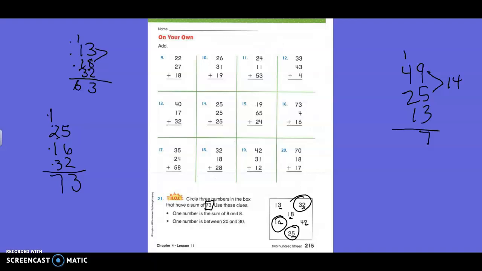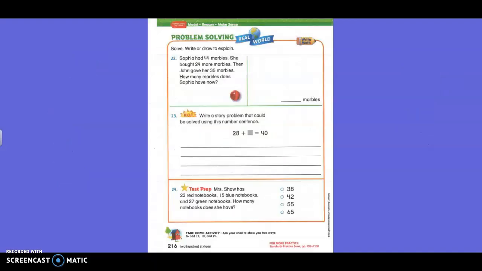Okay, wait. So one of these numbers is the sum. Oh, guess I should have used the clues, huh? One of the numbers is the sum of 8 and 8. 8 plus 8 is 16. One of the numbers is between 20 and 30. Which number was in between 20 and 30? 25. I made that hard on this. Sorry. Hey, I got it. Yep, you did get it.